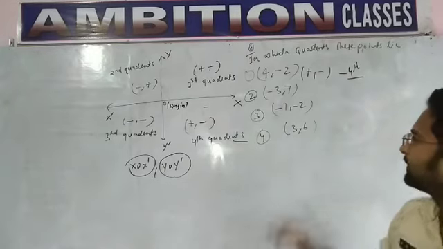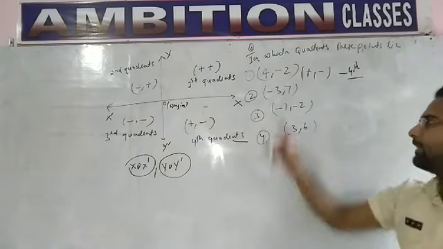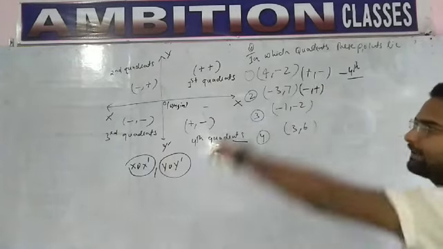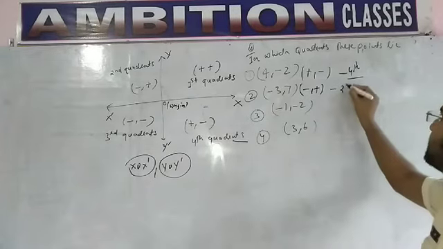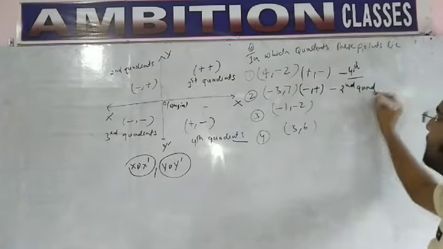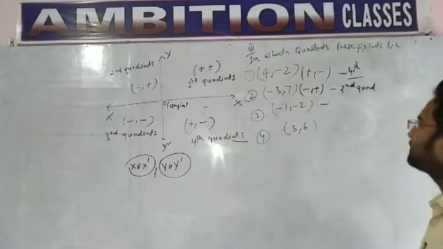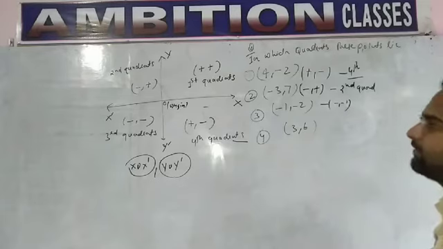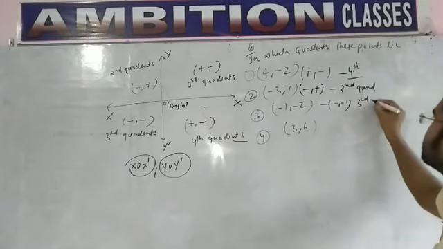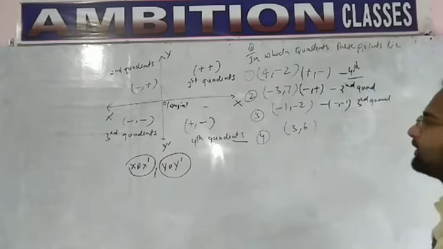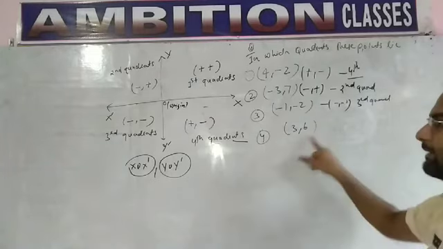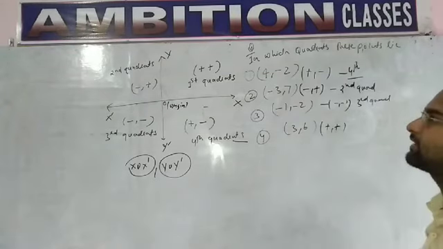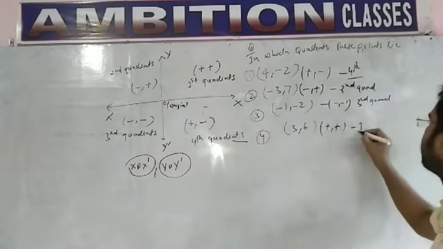Okay, students. Now let's move on to the next question. (-3, 7). That is minus, plus. So minus, plus will lie in the second quadrant. So our answer will be second quadrant. Okay, students. (-1, -2), it means minus, minus. So minus, minus will lie in which quadrant? Third quadrant. Now let's move on to our next point, (3, 6). That is, here it will be plus, plus. So plus, plus means it will lie in the first quadrant.